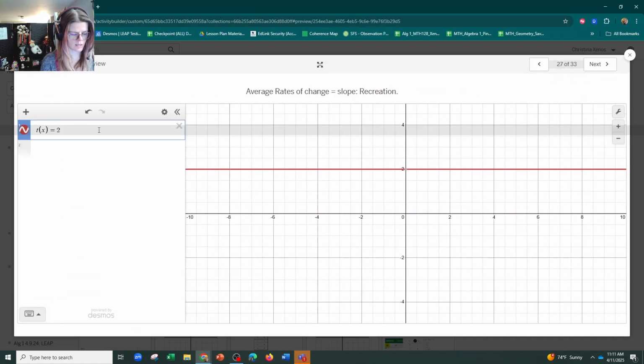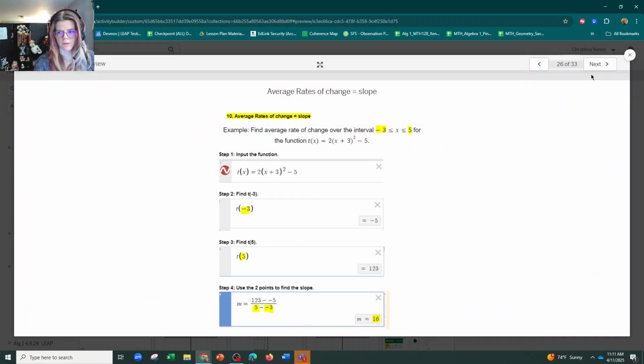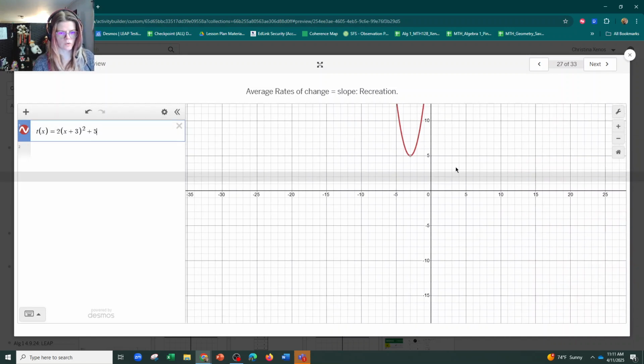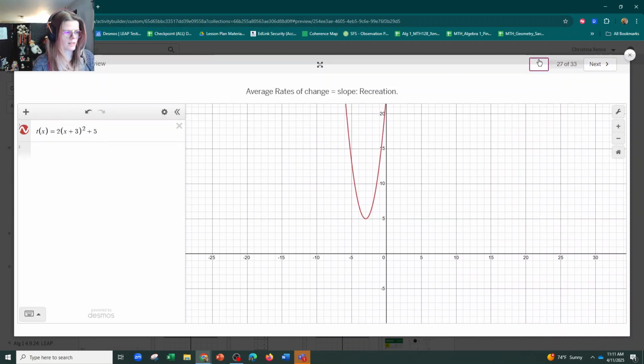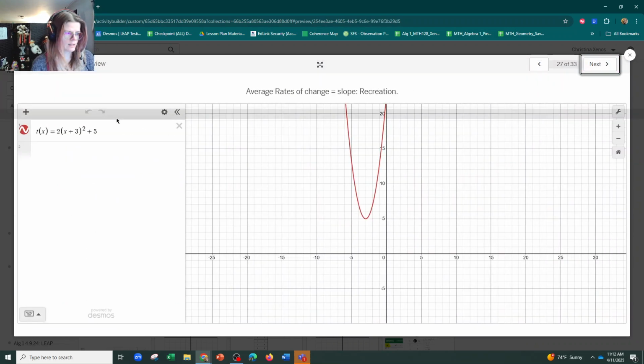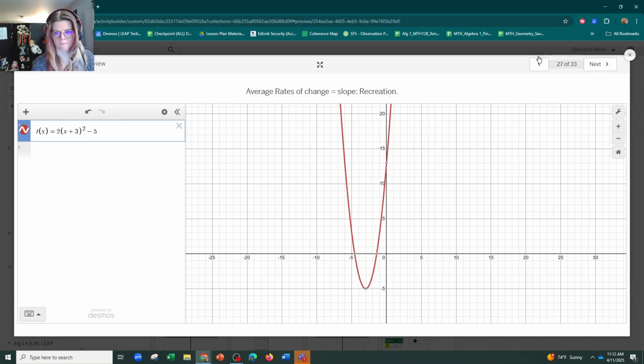equals 2 times, this is in vertex form, x plus 3 squared minus 5, squared, I got too many parentheses, squared plus 5. Oh, I don't see it, so I can zoom out. There it is. There you are, parabola, trying to hide from me. So make sure, minus 5. Again, make sure you enter the problem correctly, -5.